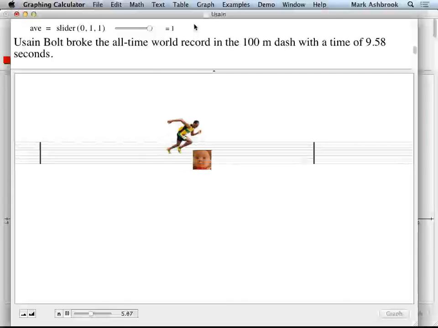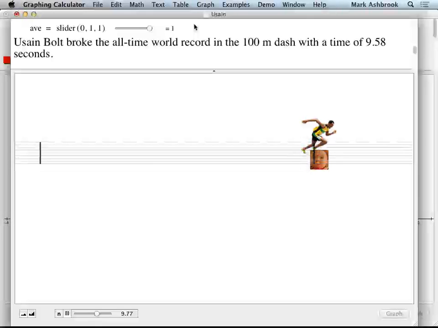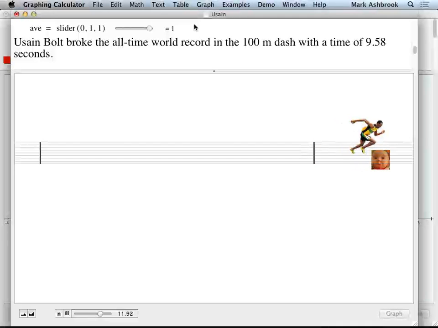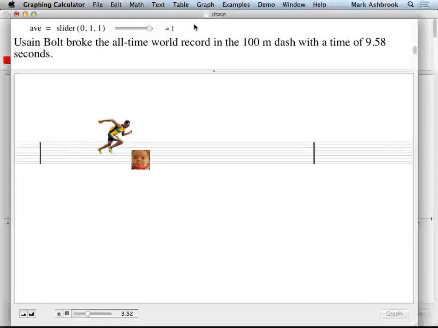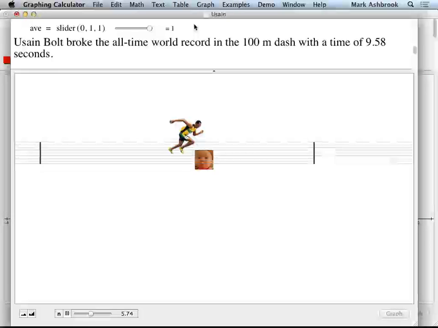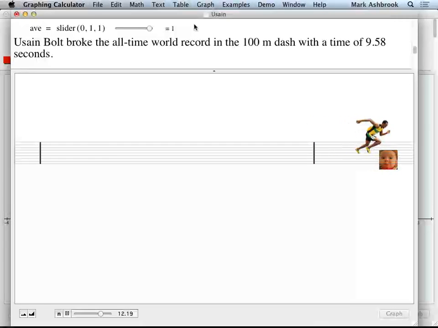Okay, ideas. What do we think? What am I showing by this? I was going to say it's a constant speed throughout from 0 to 9.58 seconds. The baby's running at constant speed. Yeah, it's a constant speed.